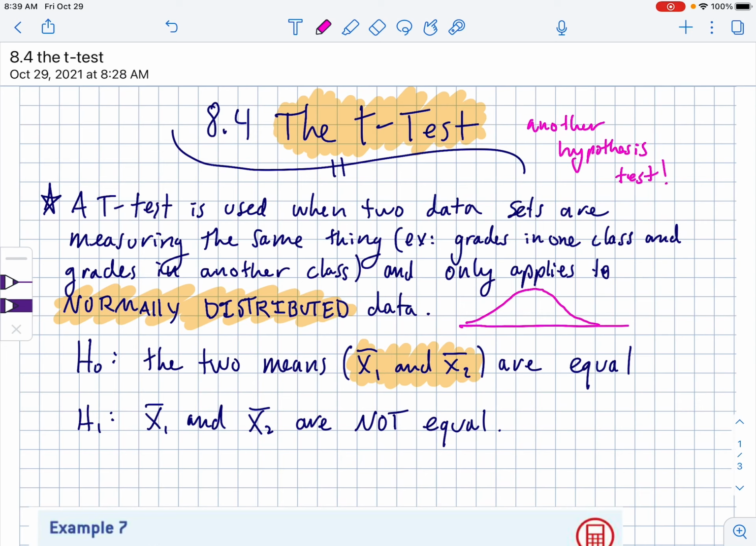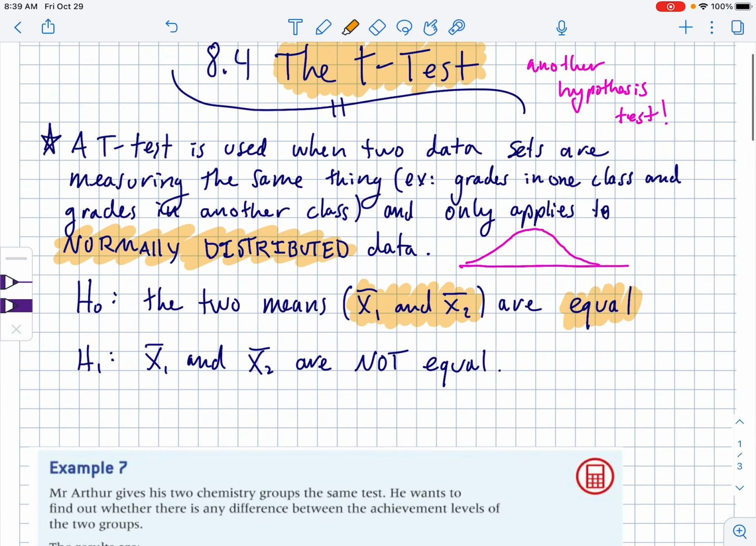The null hypothesis with a t-test is that the two means of the data sets are equal. They're the same thing. The alternative hypothesis is that the two means are not equal to each other. Remember, we're not saying whether they're actually literally equal or not equal, whether they're statistically equal or statistically not equal.